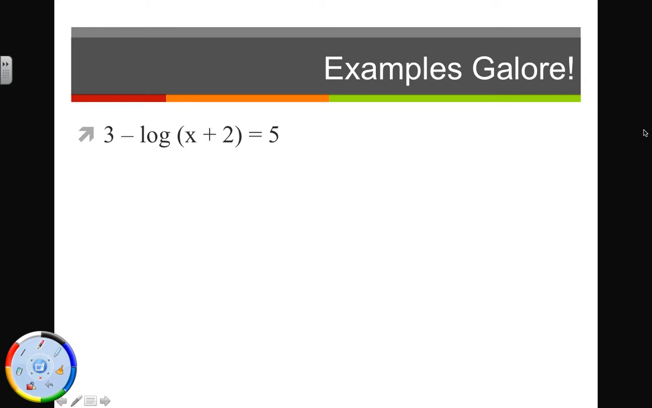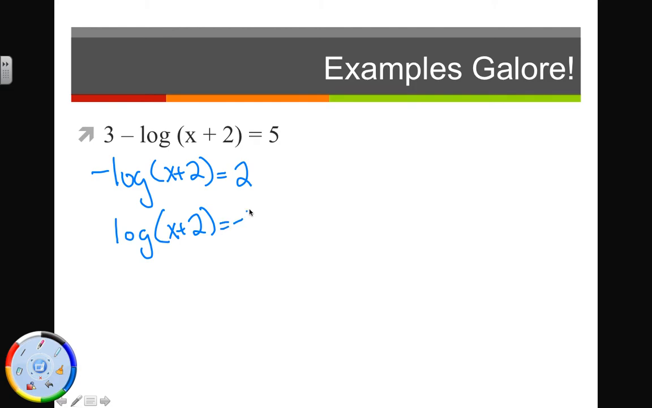All right, example, what is this? Number 4 now. Example number 4, 3 minus the logarithm of x plus 2 is equal to 5. So I have to get the logarithm by itself, so I have 3 minus, so I'm going to subtract 3 from both sides. I get the negative logarithm of x plus 2 is equal to 2. I have to get rid of the negative just because it doesn't really help me at all right now. Log of x plus 2 equals negative 2.